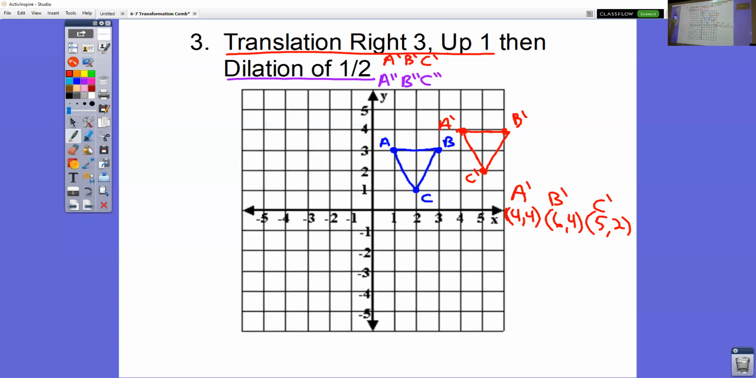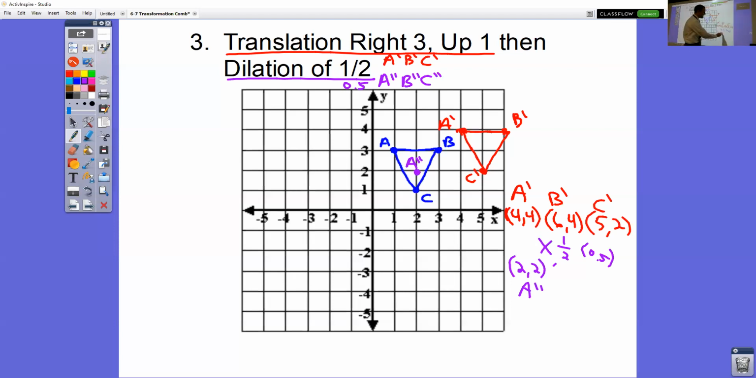So now I need to do my dilation of 1/2. 1/2 is really 0.5. So I'm going to multiply all of these by 1/2 or 0.5. So I'm taking half of all those numbers because we want our triangle to get smaller. 4 times 1/2. Well, half of 4 is 2. 4 times 1/2 is 2. So our new A double prime goes from 4, 4 to 2, 2. So over to 2, up to 2. This is where my new A double prime is. Yes, the pictures will overlap.